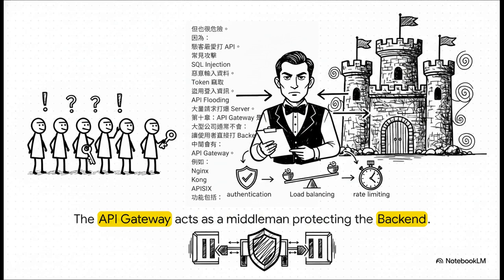So how do we stop this? Well, large companies don't just let anyone talk directly to their back-end kitchen anymore. They place a powerful middleman in front called an API gateway. Think of it as a really intimidating, strict maitre d' standing at the entrance. Before your request even gets to the waiter, the gateway checks your ID for authentication, balances the server load, and aggressively limits the rate of requests to block those flooding attacks dead in their tracks. It ensures the kitchen stays completely insulated and safe.